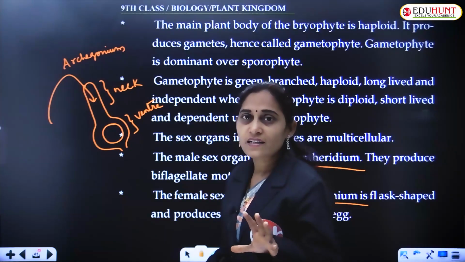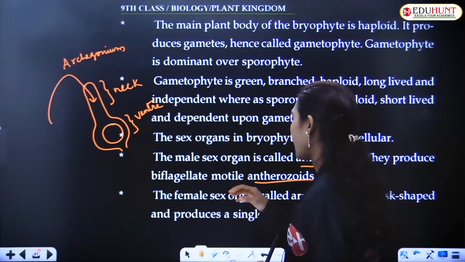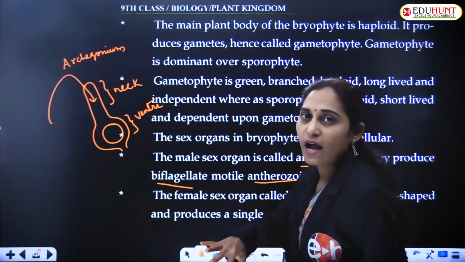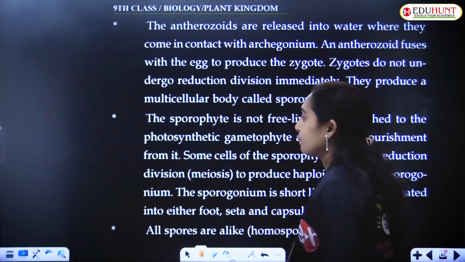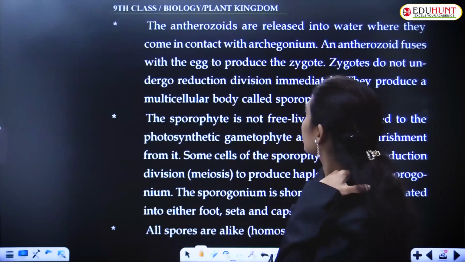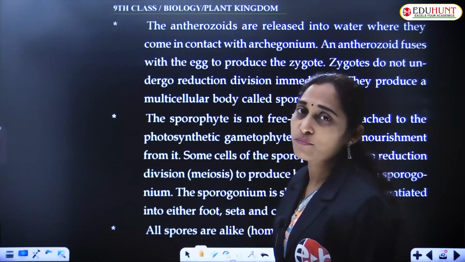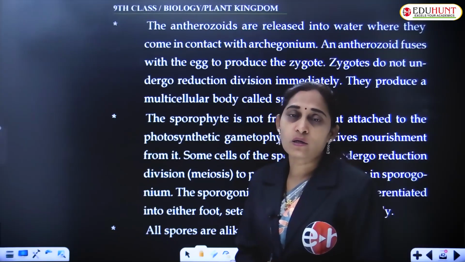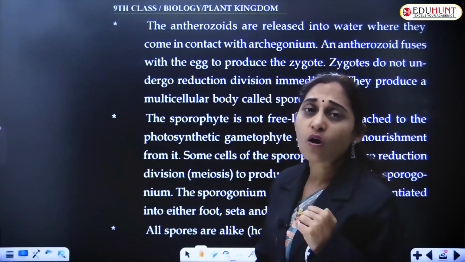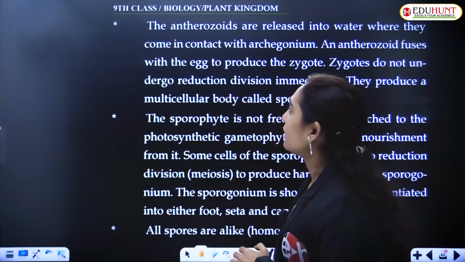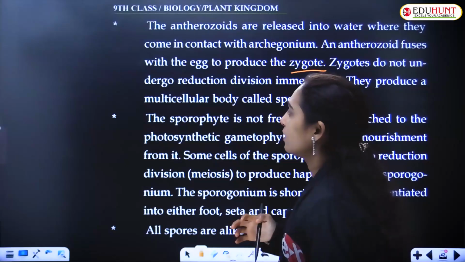Female gametes are static, they are non-motile, and the male gametes are motile. They have flagella. With the help of that flagella, they swim in water and reach the egg, or the female gamete. For fertilization, the antherozoids are released into the water. As I said, water is required for the fertilization process, because water is the agent through which the sperms, or the male gametes, reach the female gamete, and then it produces a zygote after fertilization.